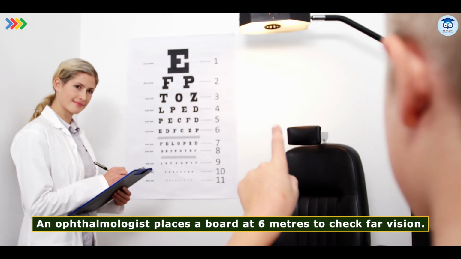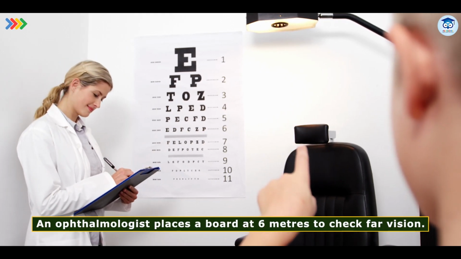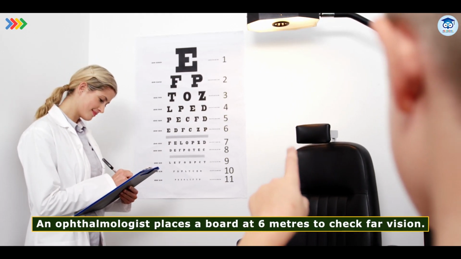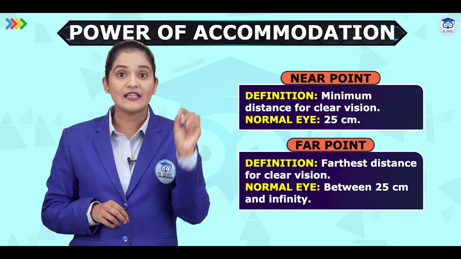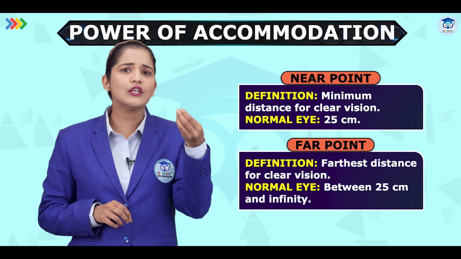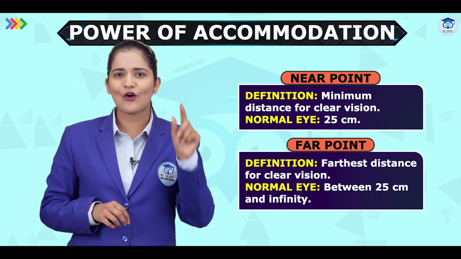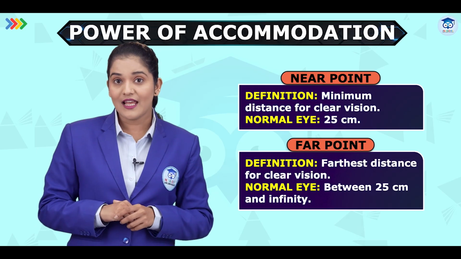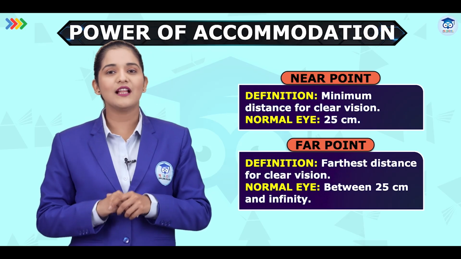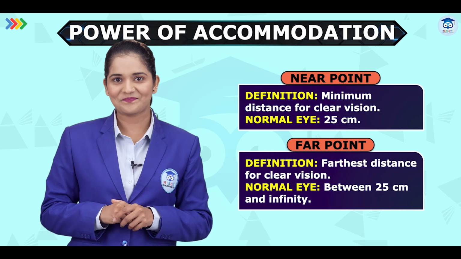When you visit an ophthalmologist, they often use a board with letters to test your vision. By asking you to read the alphabets, they determine how clearly you can see, which depends on the eye's power. If any adjustment is needed, they modify the power to help you see more clearly.